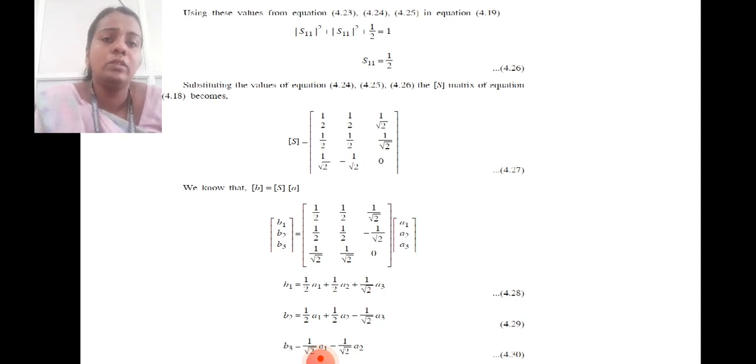So for the 3 cross 3 port junction, B1, B2, B3 will be equal to S matrix, and we are substituting the value of S from the previous equation, next A1, A2 and A3. So when we do the multiplication, we will be getting the coefficients B1, B2 and B3 from the equations 4.28 to 4.30.